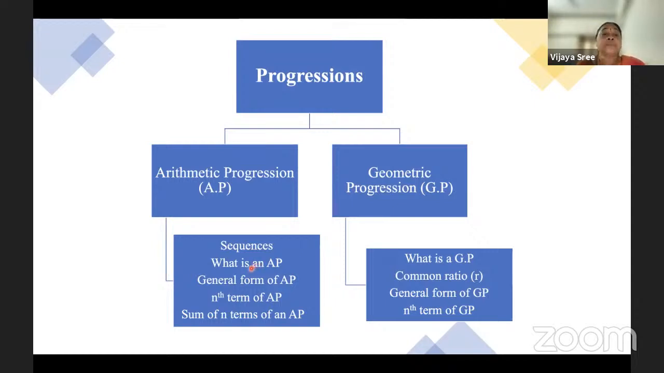Sequences, what is an arithmetic progression? General form of arithmetic progression. Nth term of arithmetic progression, sum of n terms of an arithmetic progression, and geometric progressions. What is a GP? Common ratio and general form of a geometric progression, nth term of a geometric progression.